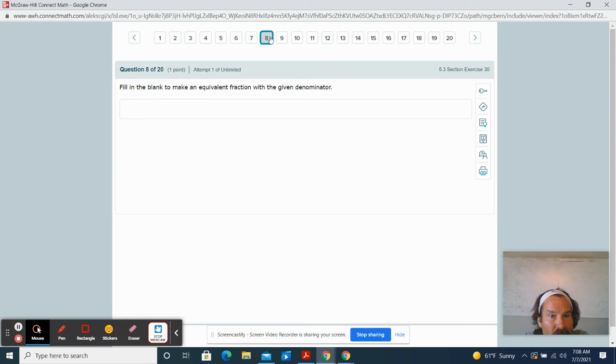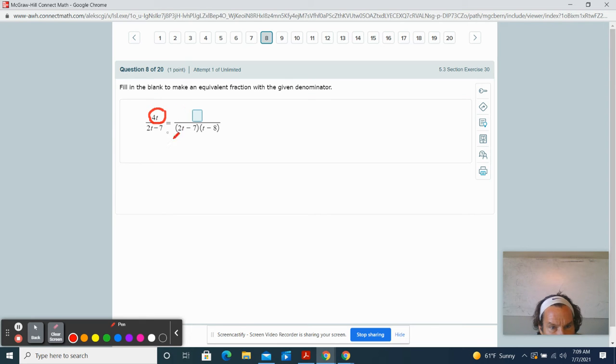I think it's going to have you create an equivalent fraction again. Okay. So let's look at the denominator, 2t minus 7. I don't even worry about looking at the 4t right now. I'm just looking at the denominator, 2t minus 7. And then over here we have a 2t minus 7, but we also have this t minus 8. So this top number needs to be multiplied by the same thing that this is multiplied by. And this 2t minus 7 is multiplied by a t minus 8.